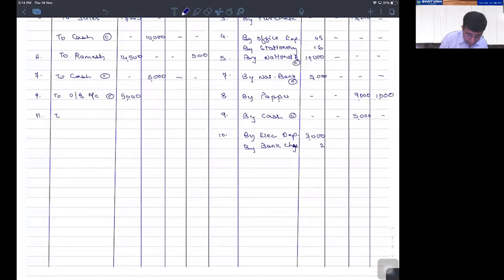So to interest income in overseas bank column 122, whereas by interest expense in the national bank column will be rupees 50. Did you get it right? Yes or no?